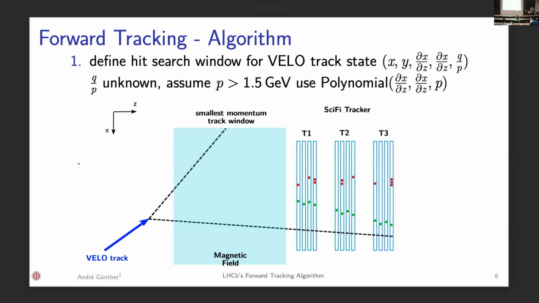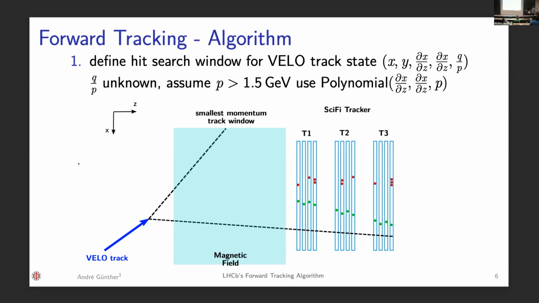But first, because we want to be fast, we don't want to just look at all the hits for every velo track. We can be smart about it, because most of the tracks that have a momentum below 1.5 GeV get wiped out by the magnet anyway. We can define this as the minimal momentum that we want to reconstruct.